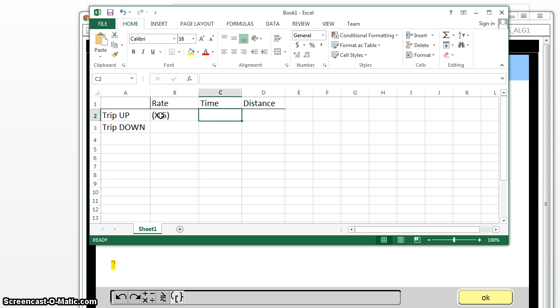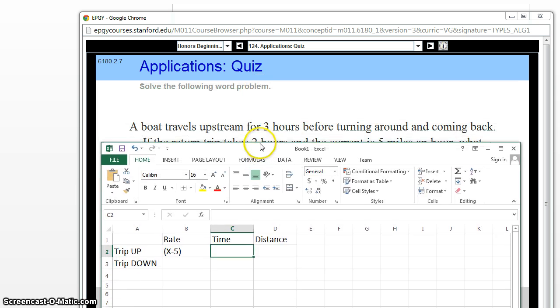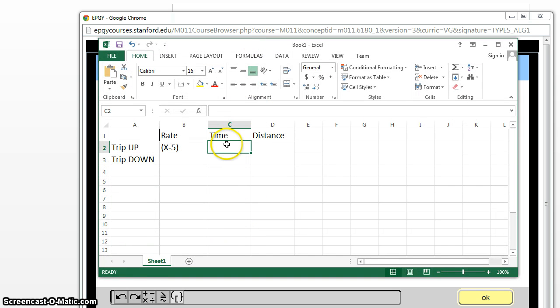Times time, which is right in the problem, 3 hours. And then distance is the product of those. Just like 60 miles an hour for 1 hour gives you 60 miles, you get the product of this. So distance is 3 times x minus 5. Oops, sorry, I was holding down the shift key when I typed that. Let me try again: x minus 5. Got it. There we go. It's the product of these two.